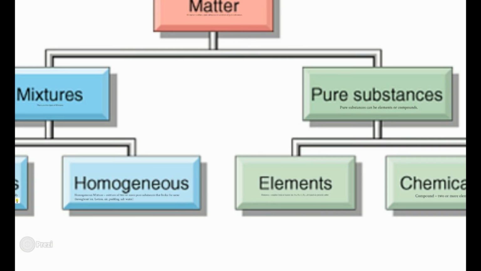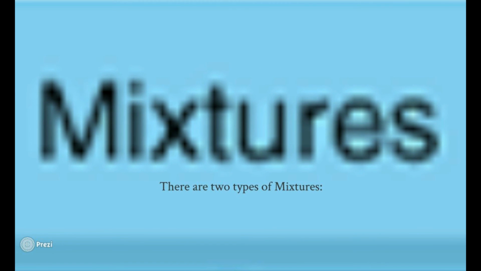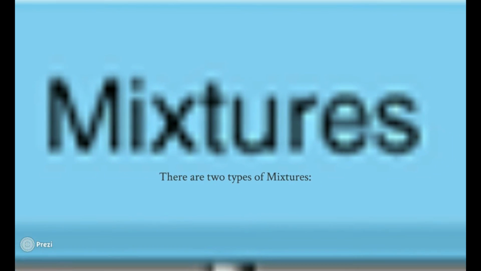All right. So mixtures, there are two types of mixtures. Do y'all really need to write that down? No. Okay. I just, in case you're like, wait, let me write it down. So two types of mixtures: there are the homogeneous and the heterogeneous.